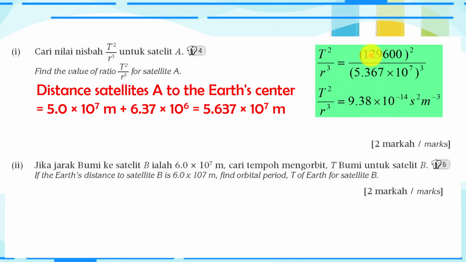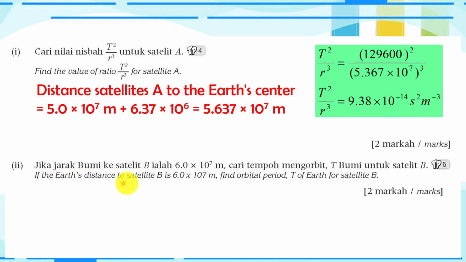This one is T square. That means you take the time taken, you convert it to seconds. After that I divide by the R cube. So I get the answer 9.38 times 10 power of negative 14, second square per meter cube.